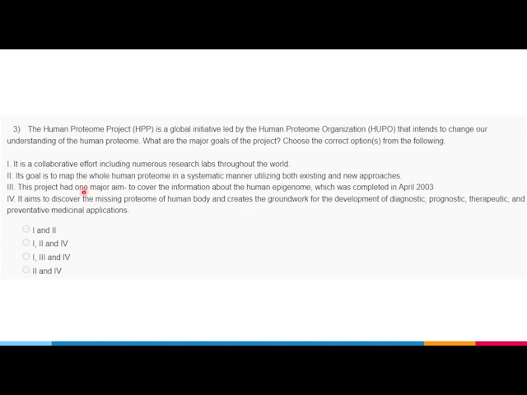So we have four options. The first option says it is 1 and 2. The second says it is 1, 2, and 4. The third says 1, 3, and 4. And the final one says 2 and 4. So this is a single-answer type of question, so you have only one choice that is correct. So I would ask everyone to try and answer this.